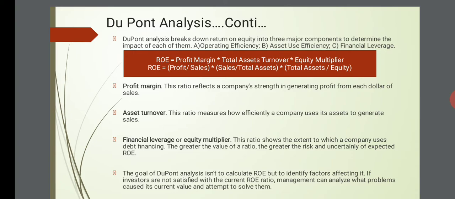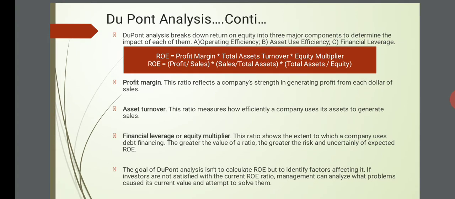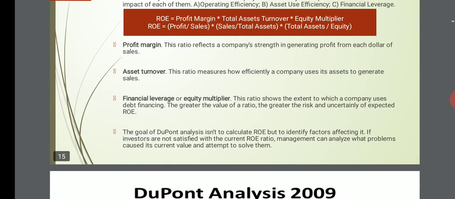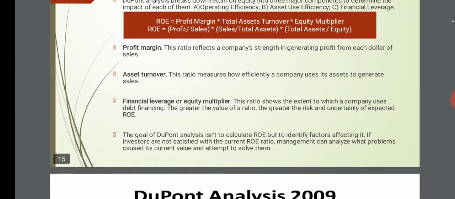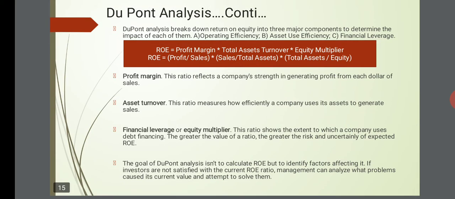Profit margin: this ratio reflects a company's strength in generating profit from each dollar of sales. Asset turnover: this ratio measures how efficiently a company uses its assets to generate sales. Financial leverage or equity multiplier: this ratio shows the extent to which a company uses debt financing. The greater the value of the ratio, the greater the risk and uncertainty of the expected ROE.